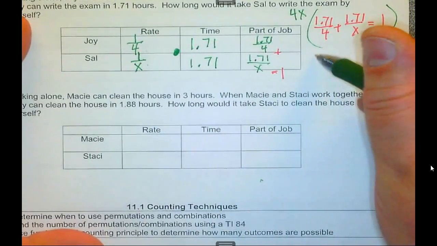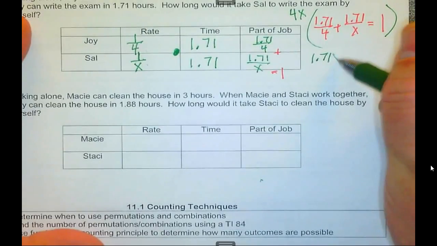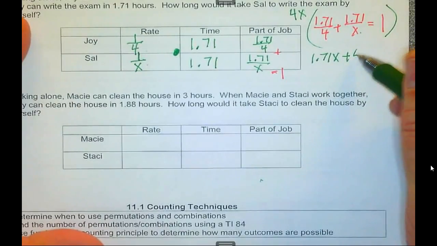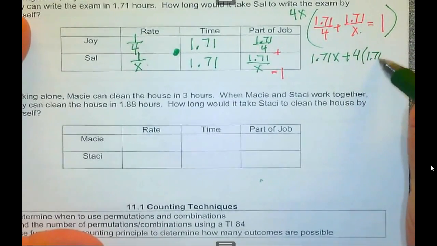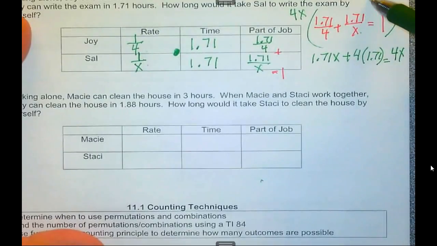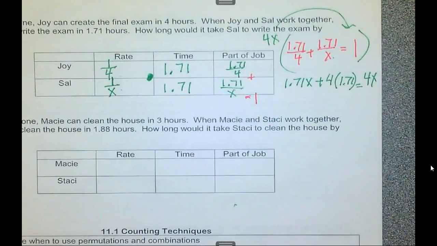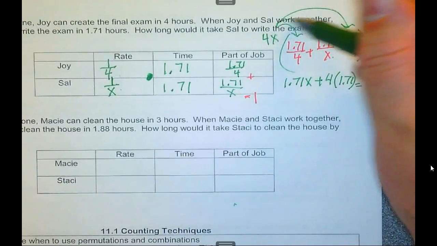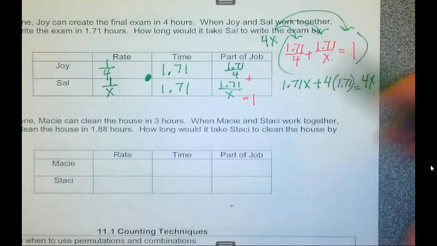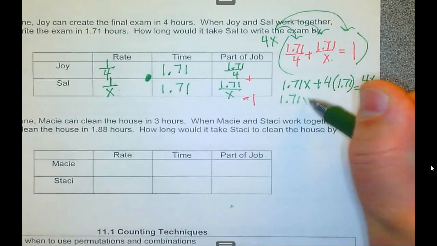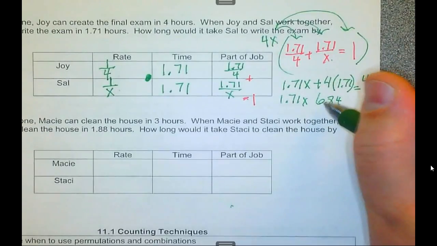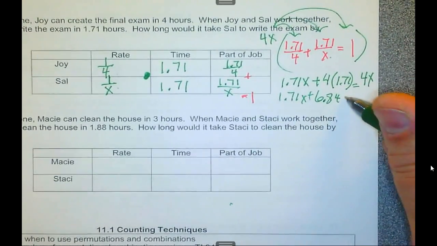4's cancel. I get 1.71 times x plus, this time my x cancels, so I get 4 times 1.71. Please don't forget to multiply the 1 by 4x. Okay, what's 4 times 1.71? I don't know. Let's see, 6.84, maybe.